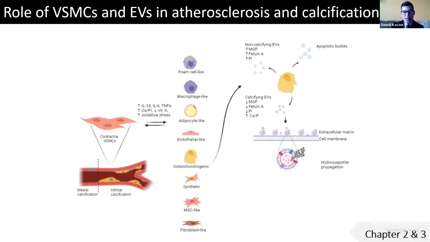Vascular smooth muscle cells are considered to be one of the key players in the development of atherosclerosis. Normally, those cells remain in their quiescent contractile state, but in response to pathological signals they undergo phenotypic switching, characterized by the expression of bone-related proteins and the release of calcifying extracellular vesicles that are the first nidus for calcium phosphate crystal formation.